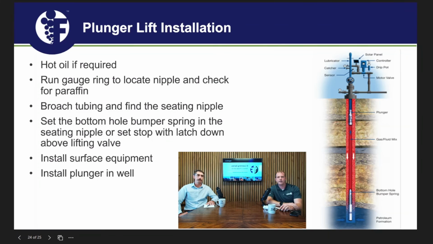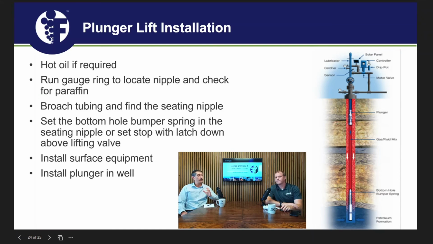Perfect. Thank you, JD. One last thing before we wrap this up: we've talked about the downhole, the plunger, and the lubricator. What do we do to get all this stuff installed? Like I said, it's always good to get slick line out there first.